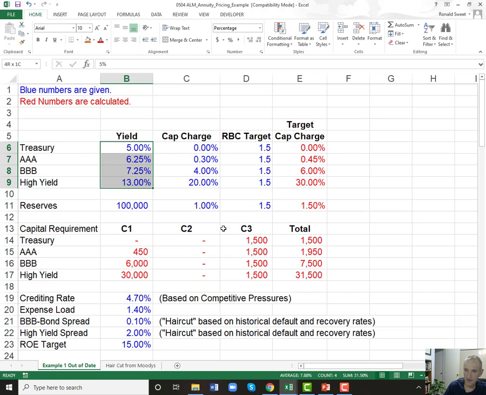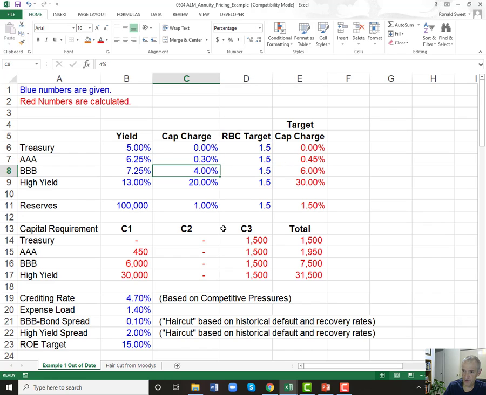I give you the yields on these different assets: treasuries, AAA, BBB, and high yield. I give you the capital charge, which is the C1 risk capital charge. This comes from the regulators, and this company wants to have 150% of what the regulators require. The capital charge for treasuries is 0 because they don't have credit risk. AAA is very, very low, 0.3%. We want 150% of that, so we have a capital charge of 45 basis points.